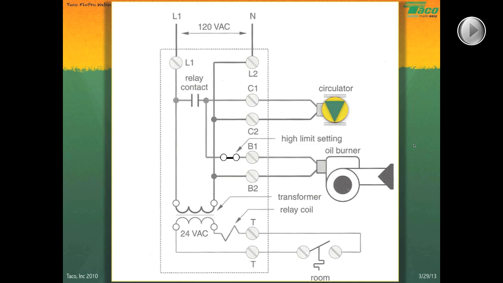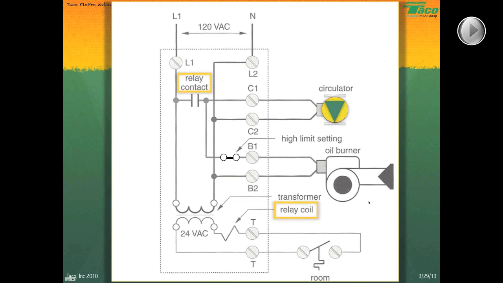If you take a look at this ladder diagram, up at the top you see L1, L2. That's your power in, as we discussed earlier. Down at the bottom you see TT. That's your thermostat connection. Connected to TT outside of the control is your room thermostat. We'll call that the thermostat or the end switch from your zone control panel. Connected to C1 and C2 we have the boiler circulator, or the system circulator in this case. And then connected to B1 and B2 in this example we have an oil burner.